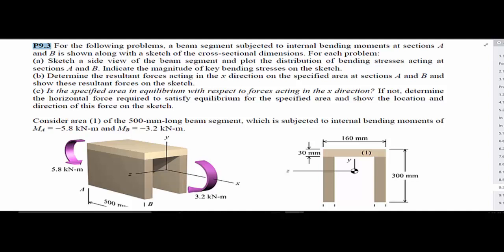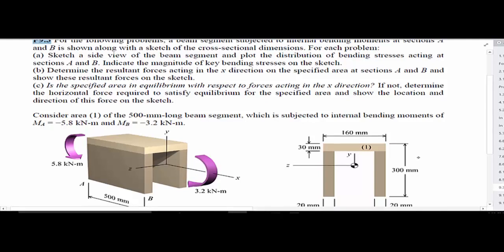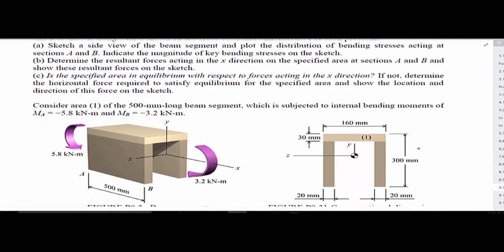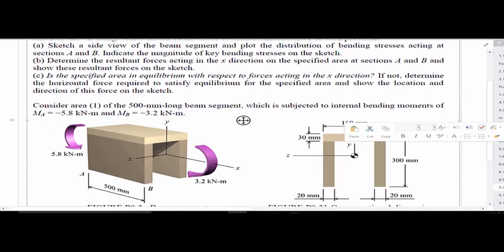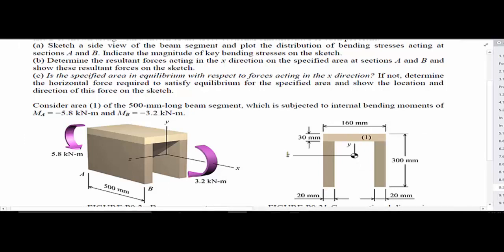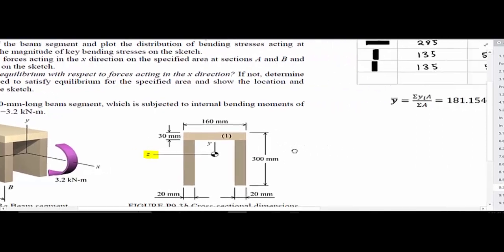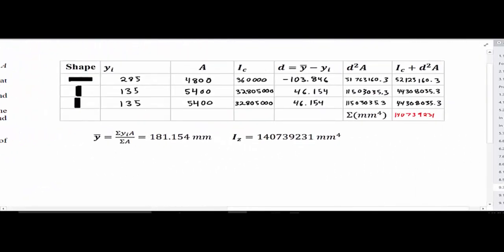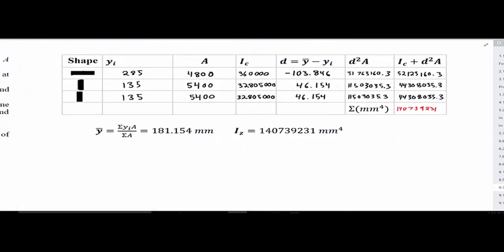Looking at our diagrams here, the one on the right, we can take this cross-sectional view and find our neutral axis. We need to find where this is located, our y-bar, if you will. And then we also need to find the moment of inertia. That will be the first thing that we need to do.